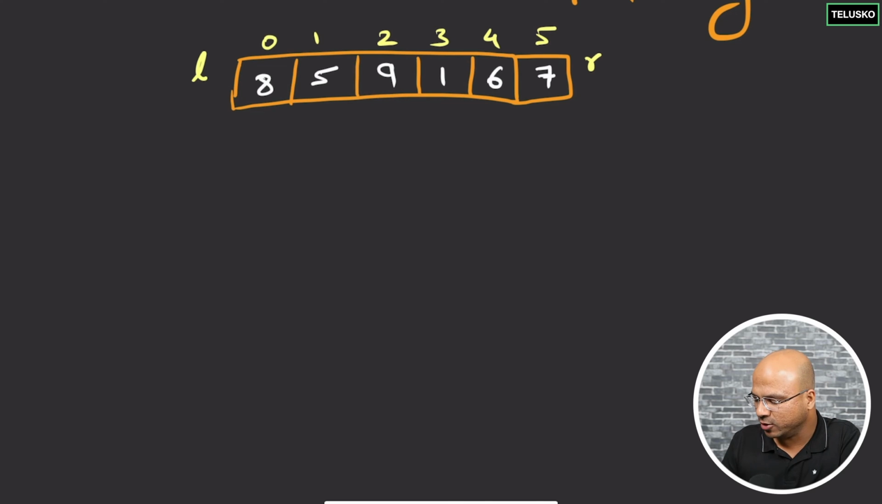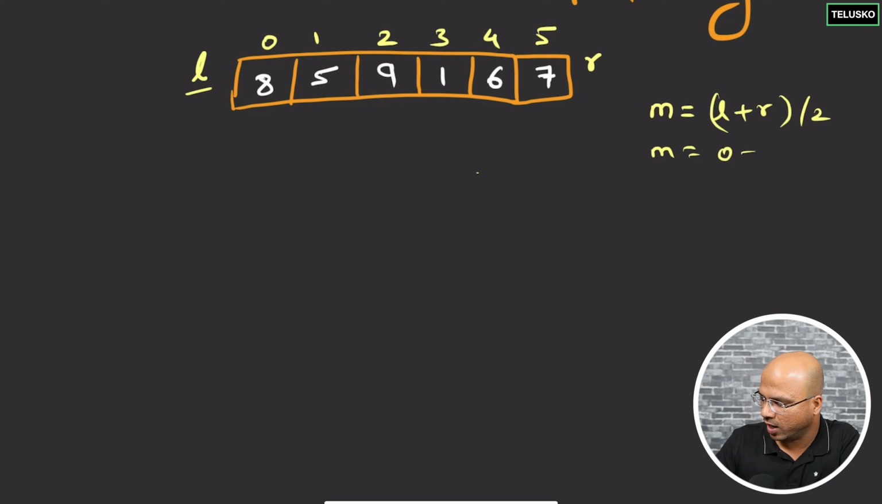That depends upon the values you have. If you want to find a median, L represents the first index value and R represents the last index value. The formula for median is very simple: median is equal to (left plus right) divided by 2. That's how you get the median. In this case, L is 0 and R is 5, so this is 5 divided by 2.